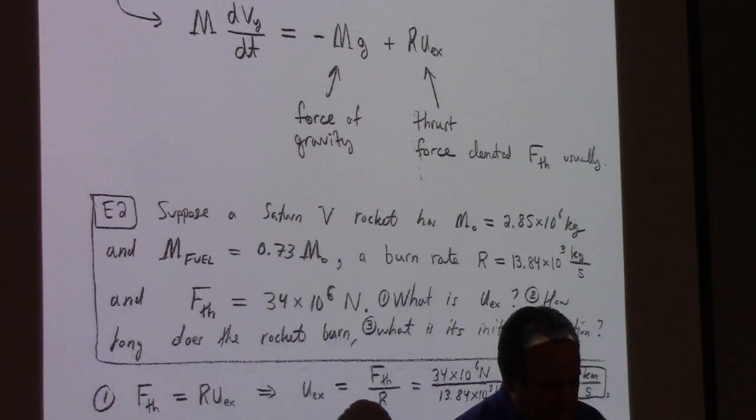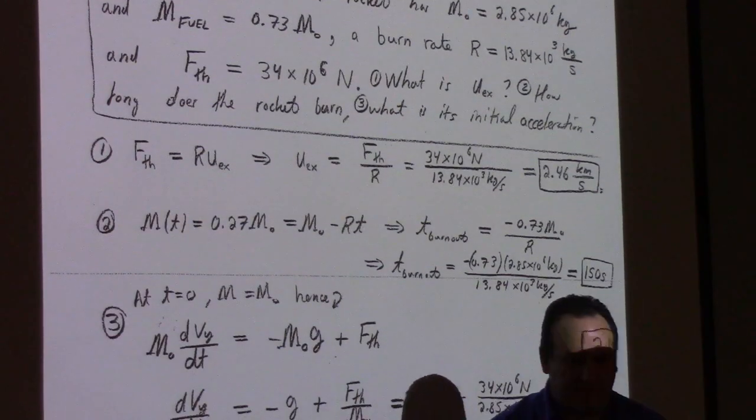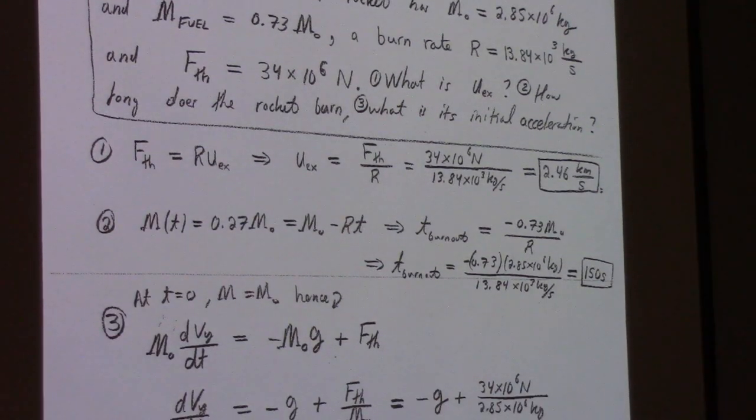So just to put some numbers to it, suppose a Saturn V rocket has a mass of about 2.85 times 10 to the 6 kilograms, and about 73% of that is fuel, with a burn rate of basically 13,840 kilograms per second. That's a lot. The force of the thrust is 34 times 10 to the 6 newtons.